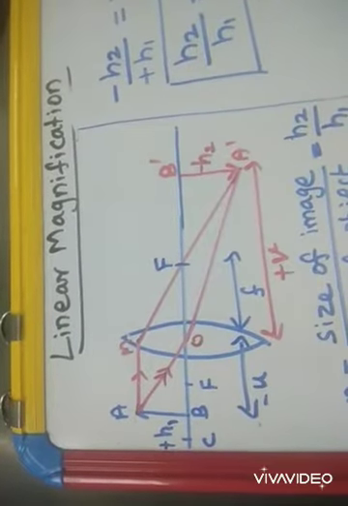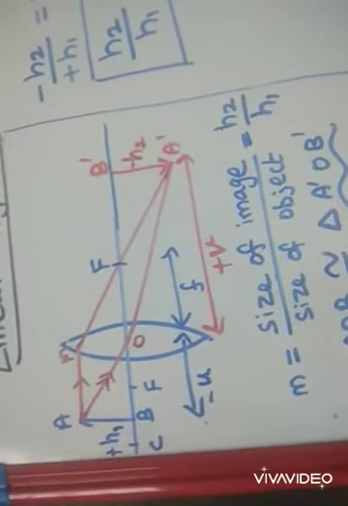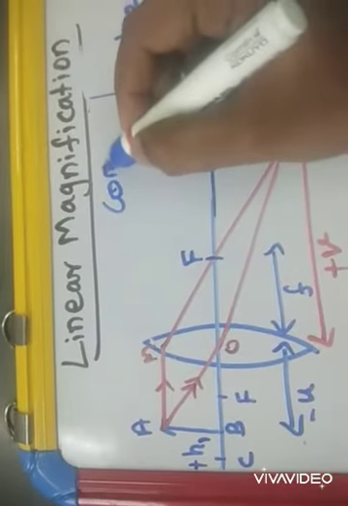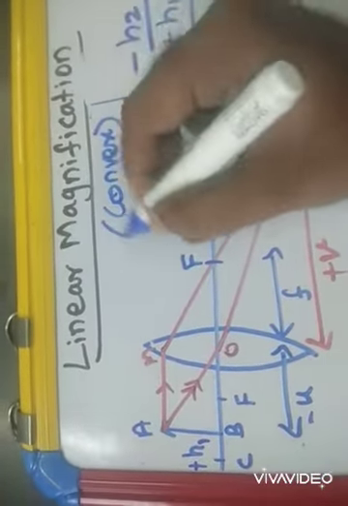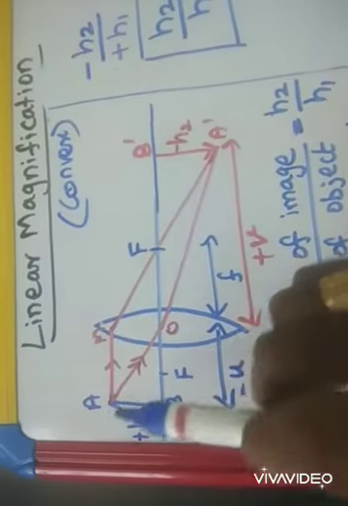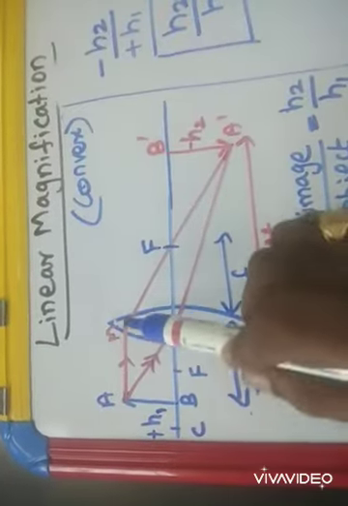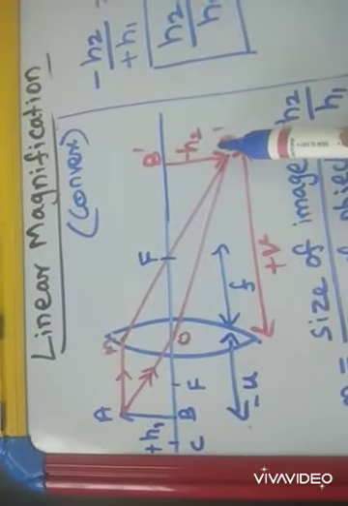Linear magnification of a lens. Let us see the magnification of the lens for convex. So convex lens we are going to see that. So this is a convex lens. When the incident ray, that is the light from the object, falls on that lens, it is refracted and forms the image here.